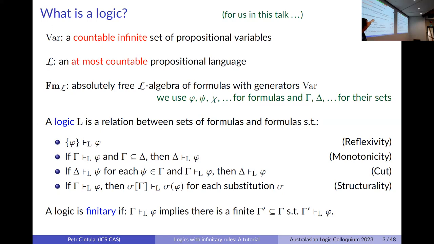Formalism: whenever I write phi, psi, chi, those are formulas. When I write gamma, delta, those are sets of formulas. It will be assumed that the type will reveal it. And logic is, of course, a relation between sets of formulas and formulas, which is reflexive, monotone, enjoys the cut relation, and is structural. So for each substitution, substitutions being endomorphisms on the free algebra, or if you don't know those things, just mappings preserving the structure of the formula.